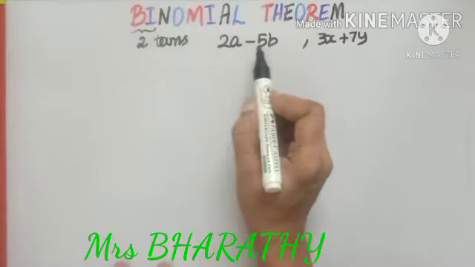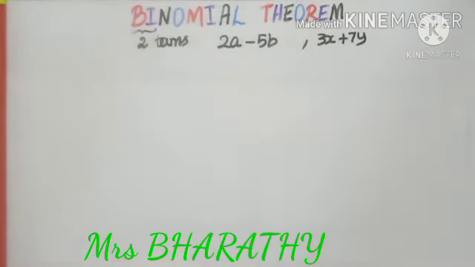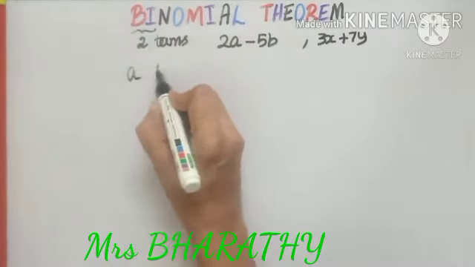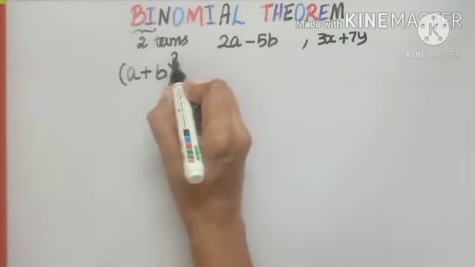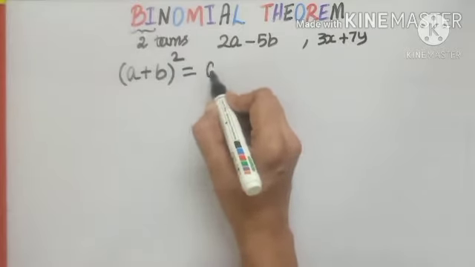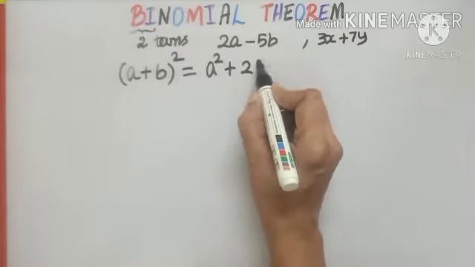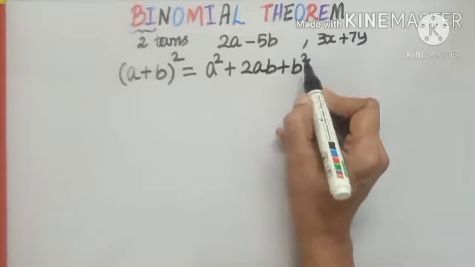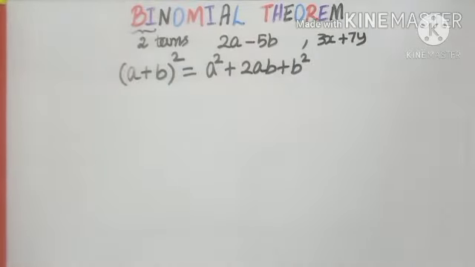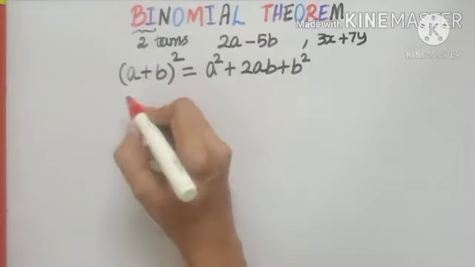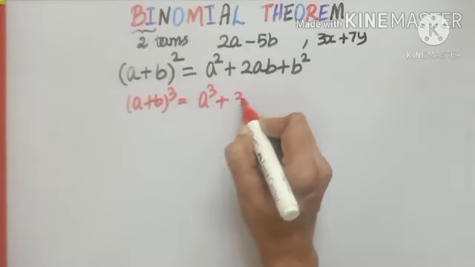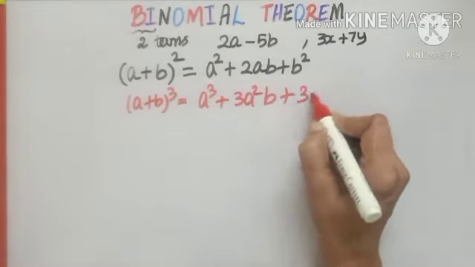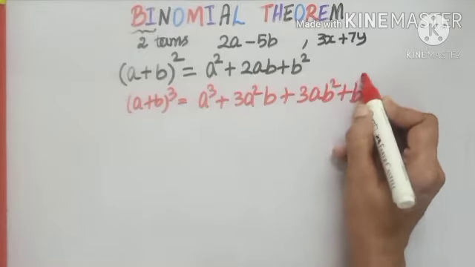Now, whenever I say two terms, what comes to your mind? Two terms, say A and B. Immediately you remember which one? The identity. A plus B the whole square. What is the expansion? A square plus 2AB plus B square. Is that all? Have you studied A plus B the whole cube? Yes. So what is A plus B the whole cube? It is A cube plus 3A square B plus 3AB square plus B cube.